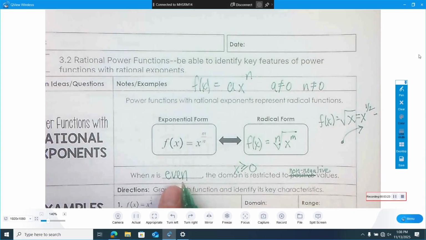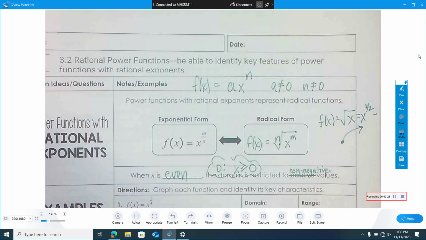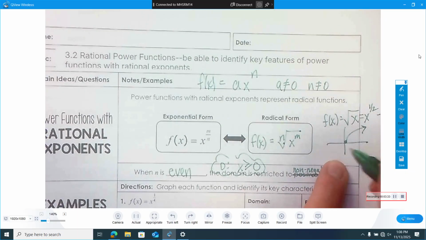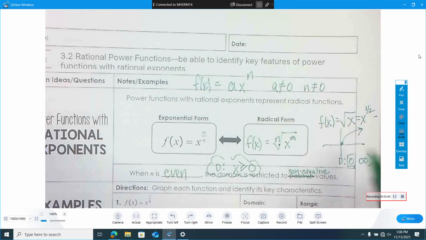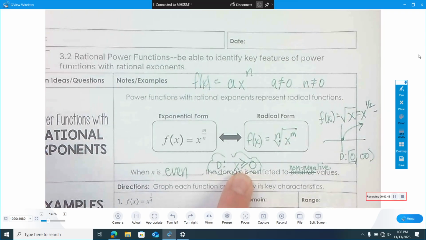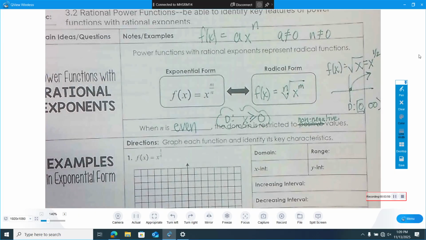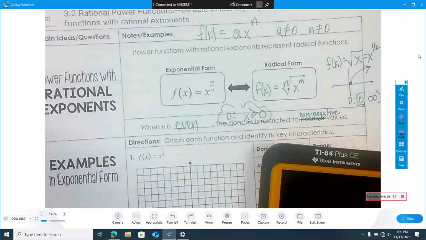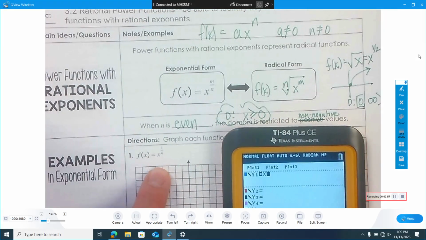So anytime you have an even root, we have a domain that is restricted, and that matches our little square root swoop. The domain on this curve starts at 0, and it goes forever to the right. That is the same thing as saying x has to be greater than or equal to 0. Just like yesterday, we can graph these. We want to have a general idea of what these things look like. We know they're swoopy, but we can use our calculators and plug them in.